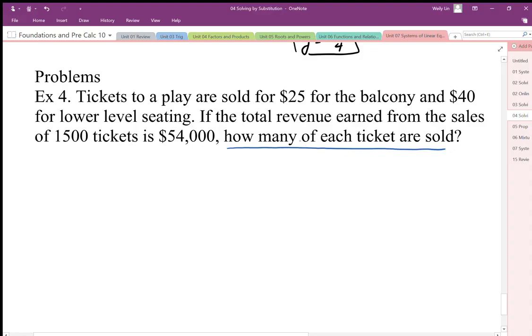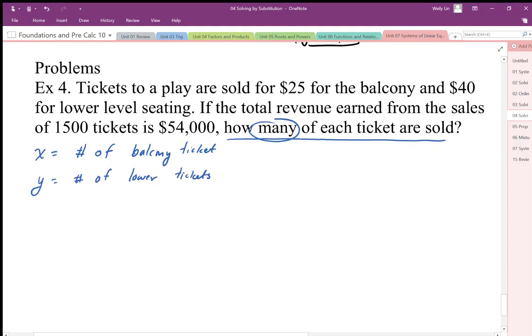So how many? We're going to let x equal the number. Okay, so that's important. That's not the cost. We already know the cost. The number of balcony tickets. Okay, so it's important to know the quantity that we're actually solving for. Y then should represent the number of lower level tickets. We already know the cost of lower level tickets is $40 per ticket. So we're trying to find the number of tickets.